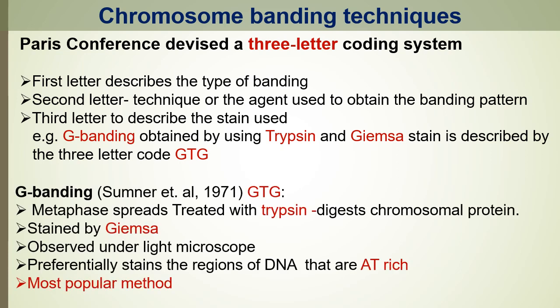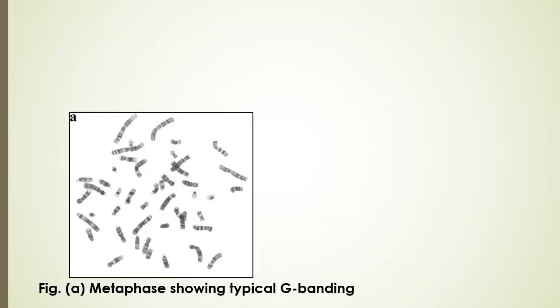The G banding was reported by Sumner et al. in 1971. Here the metaphase spreads are treated with trypsin, which digests the chromosomal protein. Then it is stained by Giemsa and observed under the microscope. This technique preferentially stains the regions of DNA which are AT rich. So far, this is the most popular method used to stain a chromosome. Here in the image, a metaphase plate shows a typical G banding pattern.